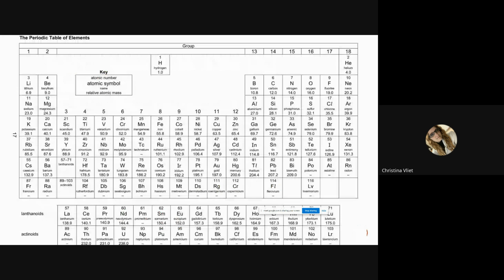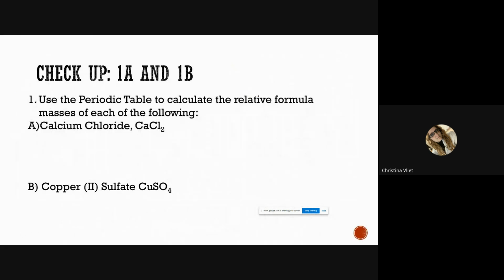This is our periodic table, the one that we're going to be working with this year, the same one that you've been using. These numbers right here are the ARs. And it says it on the key for your periodic table that Cambridge gives you on the exam. It says relative atomic mass is the bottom number. So you're given that for every element on the periodic table. So before we move forward, use the periodic table to calculate the relative formula masses for each of the following. Calcium chloride. How would we do that?